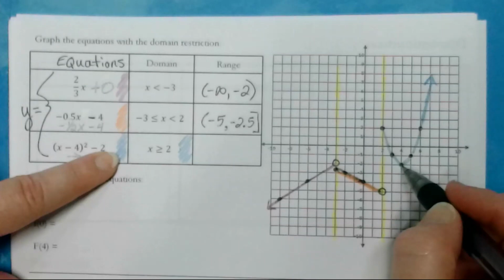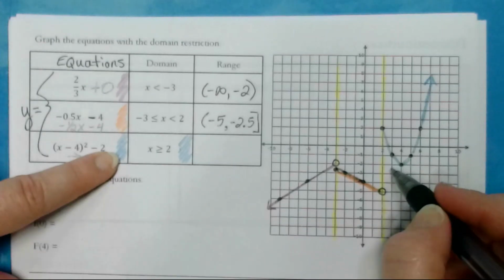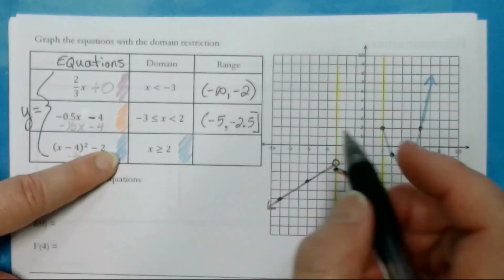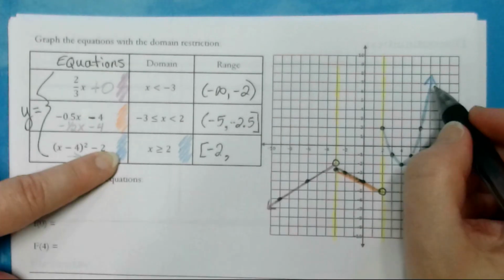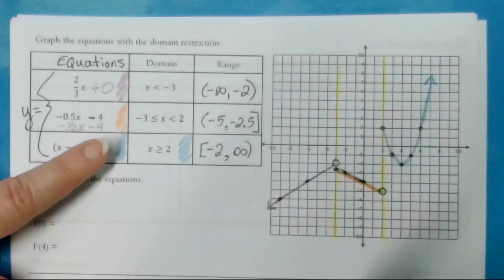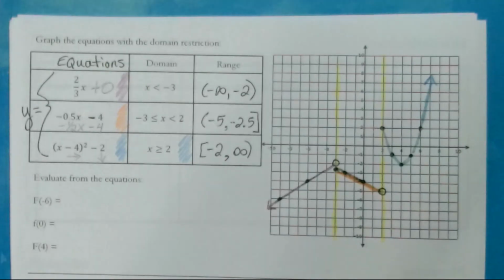Now we're going to do our quadratic, our right piece. The bottom equation, bottom to top. Bottom of my quadratic is -2, and it's on the function, so it gets a bracket. Going up. Now we're done. Great job.